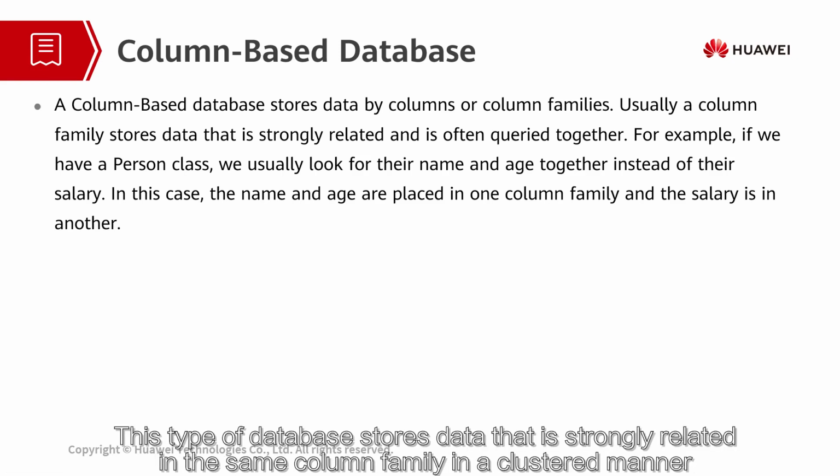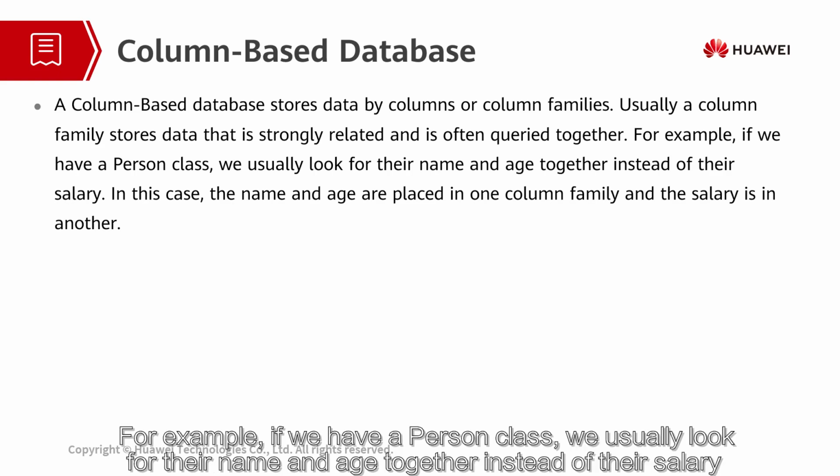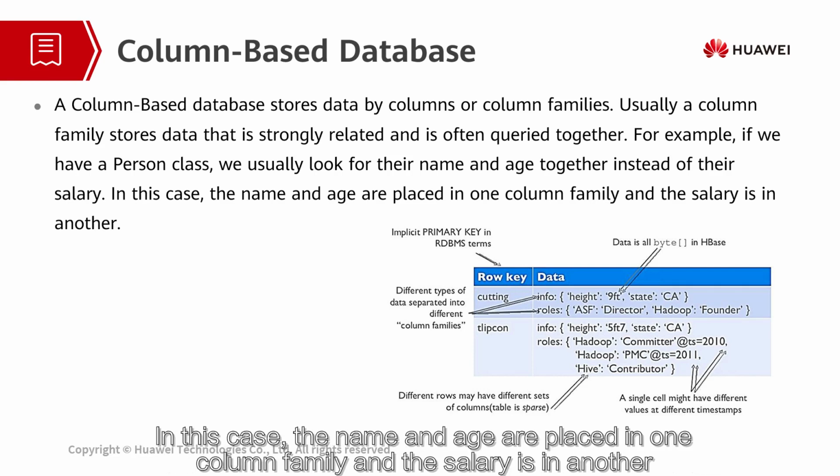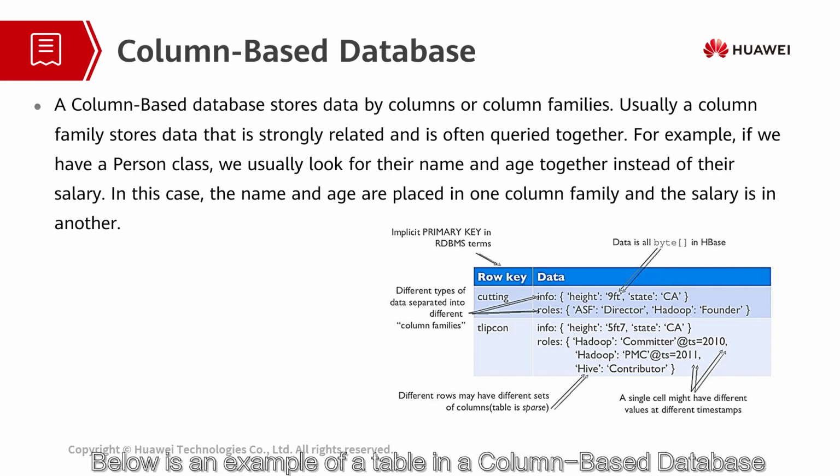This type of database stores data that is strongly related in the same column family in a clustered manner. For example, if we have a person class, we usually look for their name and age together instead of their salary. In this case, the name and age are placed in one column family and the salary is in another. Below is an example of a table in a column-based database.